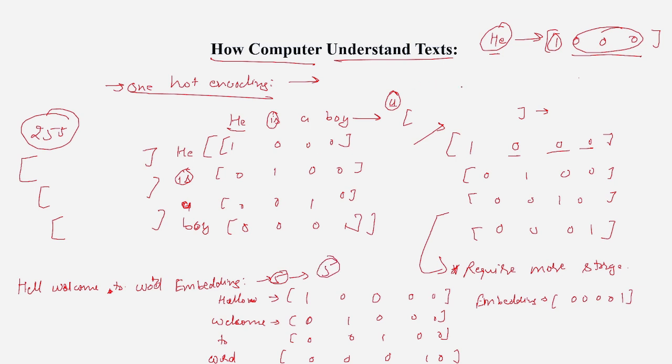Suppose our sentence contains a length of 255, or let's say 300. So we are making one-hot encoder vectors of 300 length each. This requires a lot of storage. Obviously, this is taking a lot of storage. So here is one disadvantage.